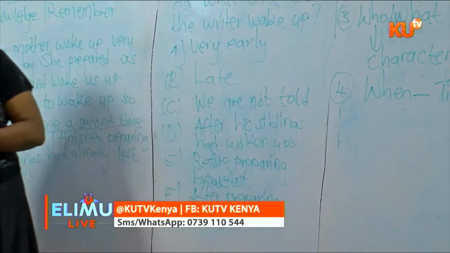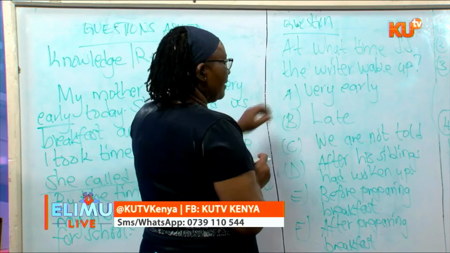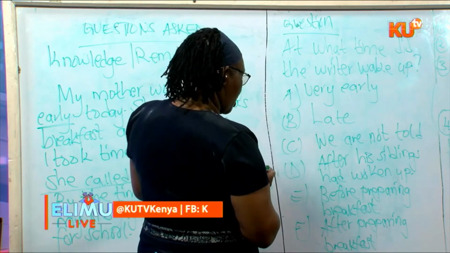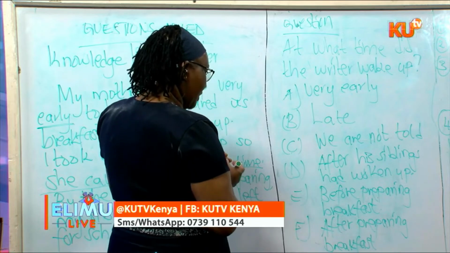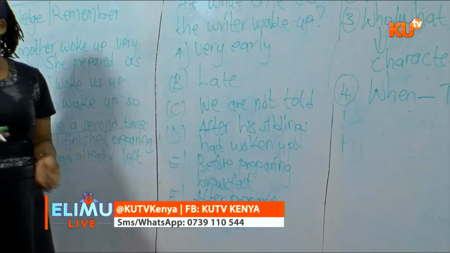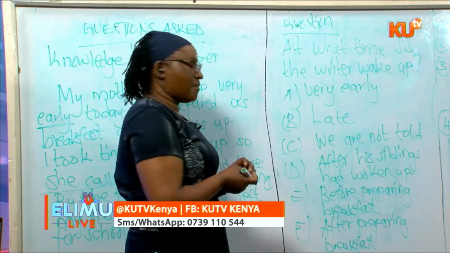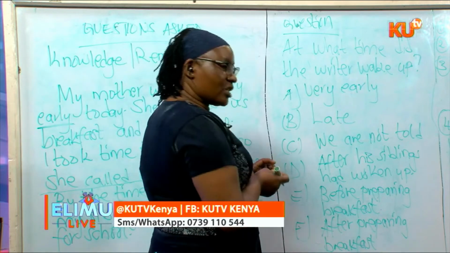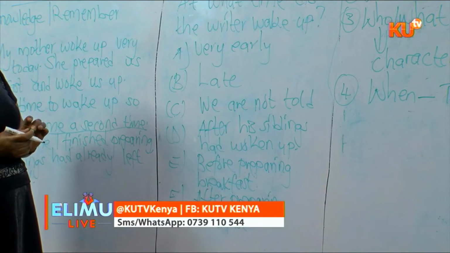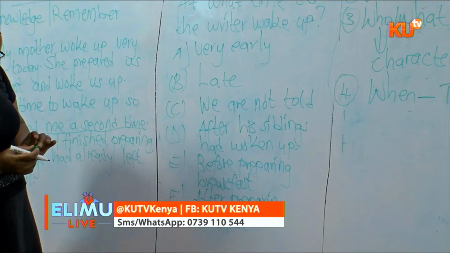So the question asks, at what time did the writer wake up? Choice A says very early. Choice B says late. Choice C says we are not told. Choice D says after his siblings had woken up. And choice E says, of course, we don't have this many choices. We only have 4 choices. We are only looking at how to choose the best choice or the best alternative. Now, alternative E says, before preparing breakfast. Alternative F says, after preparing breakfast.